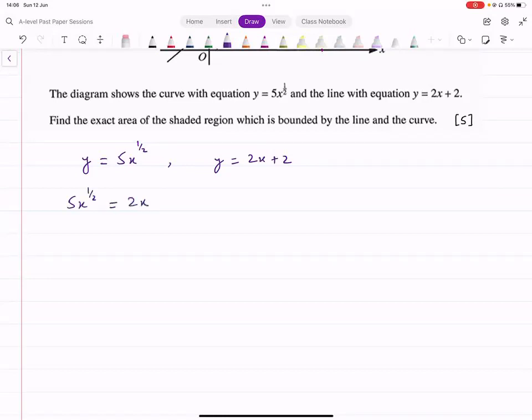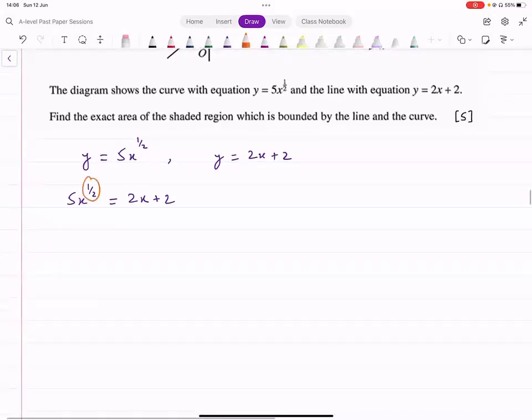That equals 2x plus 2. Okay, so one way to do this would be, since the powers are in the ratio 2:1, right? This power is 1/2. This power is 1. We can use a substitution here. Let some other variable, let's say m equals x raised to power 1/2. So whatever is the smaller power, you substitute that with another letter.